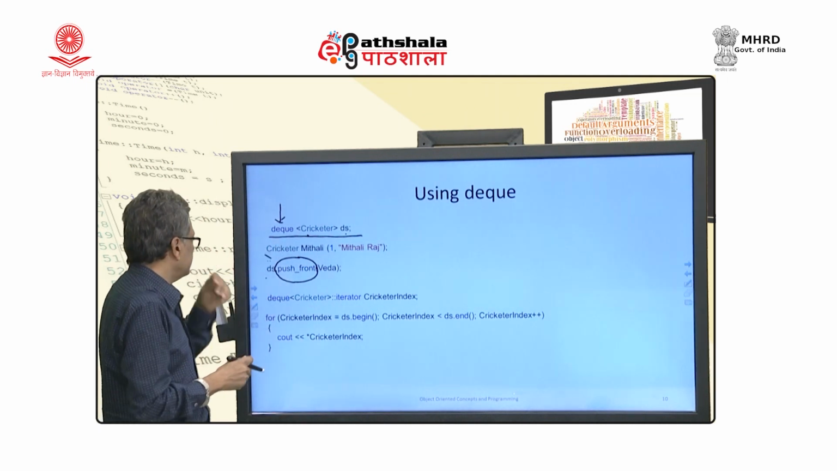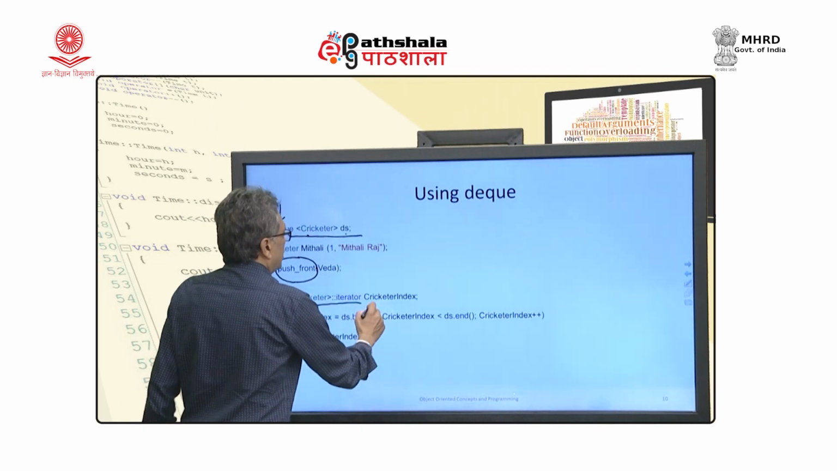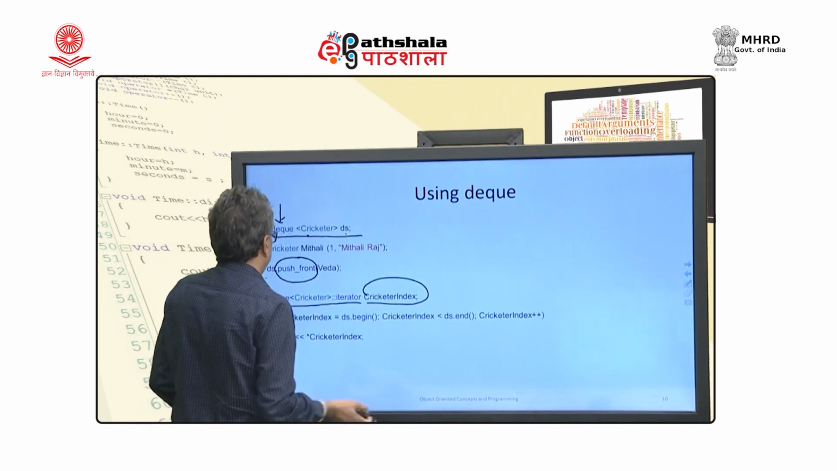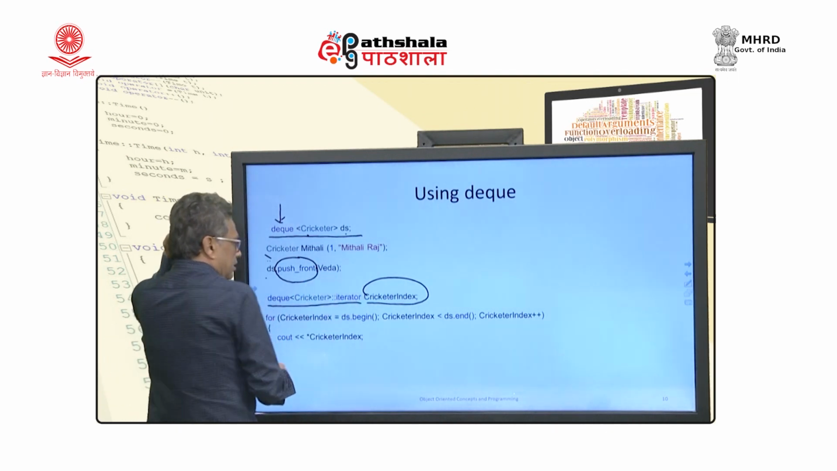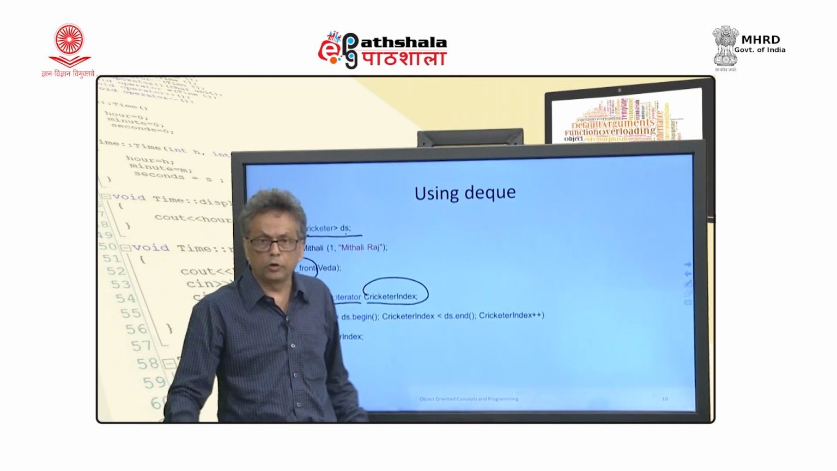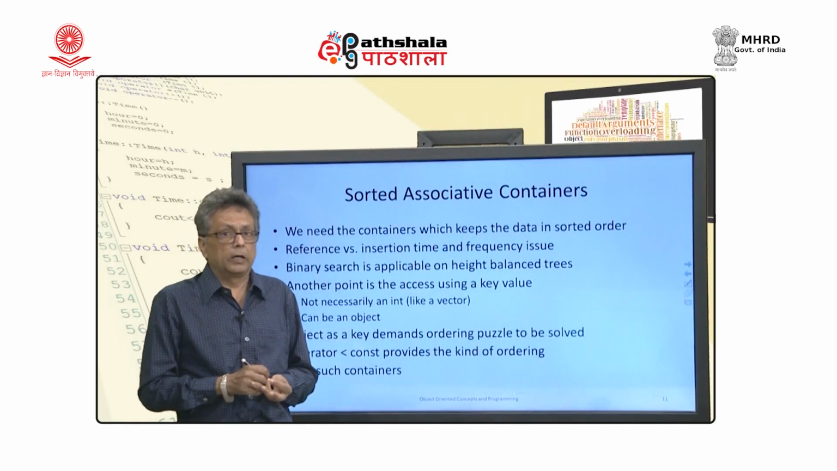So, I am getting the order reversed, and what I am doing is defining an iterator now and I call it cricketer index, and then I iterate through that using the same logic which I have shown you before. It is not shown, but the output is exactly in the inverse order. So, that was deque.